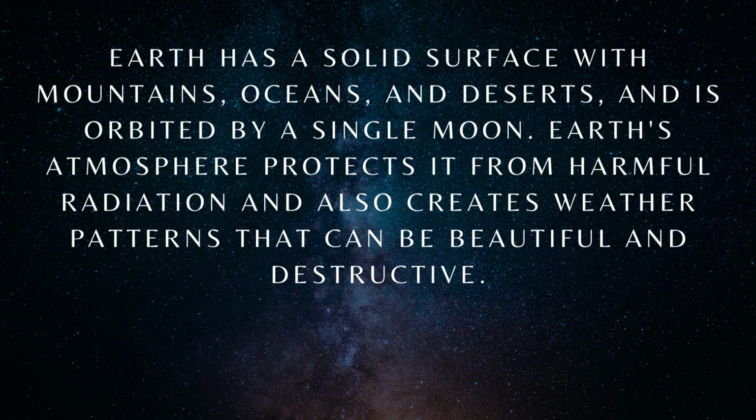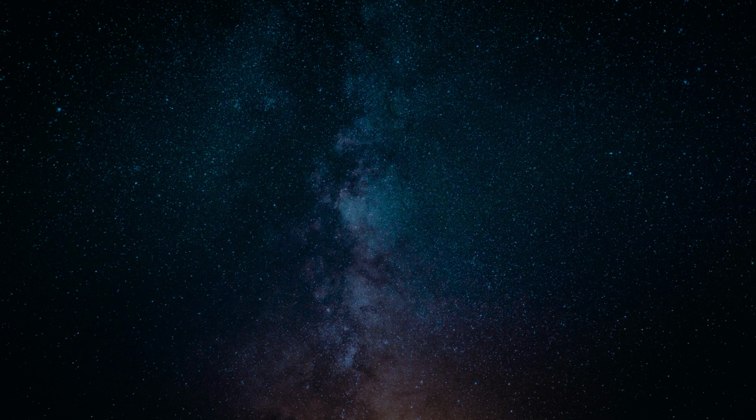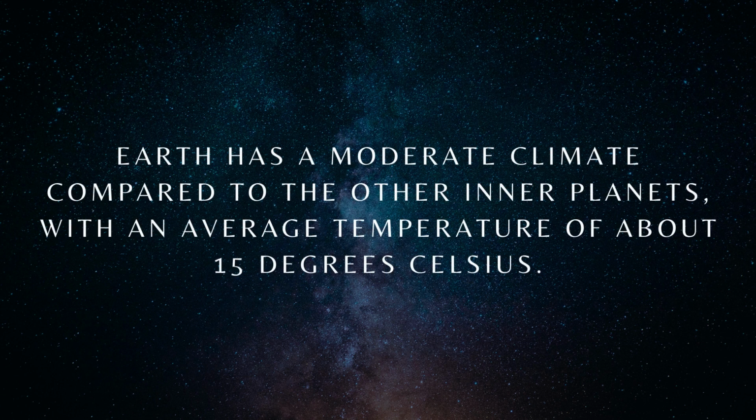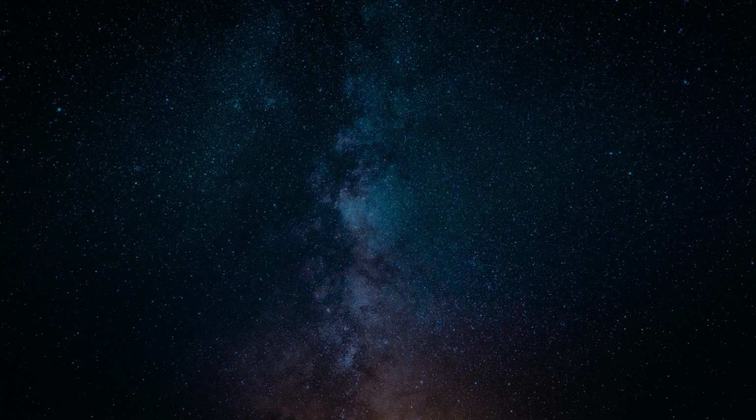Earth has a solid surface with mountains, oceans, and deserts, and is orbited by a single moon. Earth's atmosphere protects it from harmful radiation and also creates weather patterns that can be beautiful and destructive. Earth has a moderate climate compared to the other inner planets, with an average temperature of about 15 degrees Celsius.